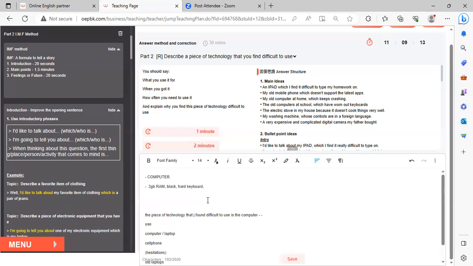Who bought this for you, and when you bought it? For example, my brother bought it. Brother bought it. And another question, what do you use it for?